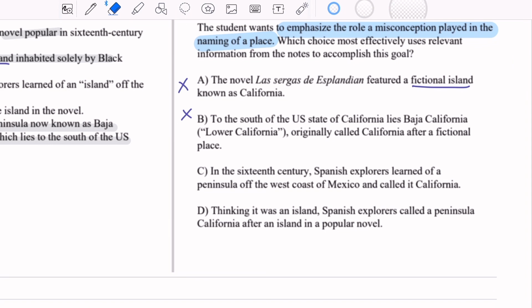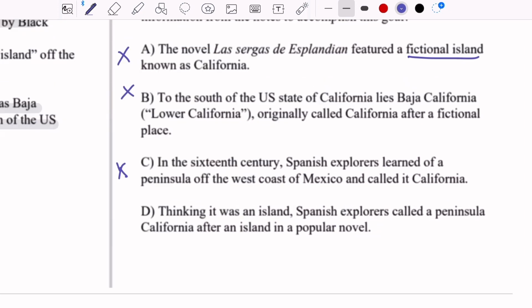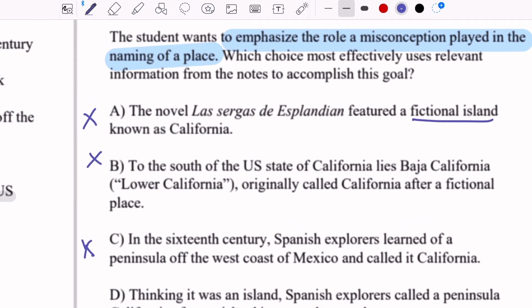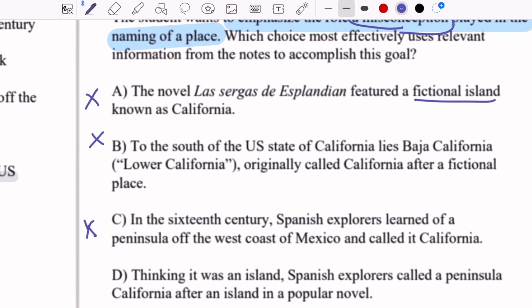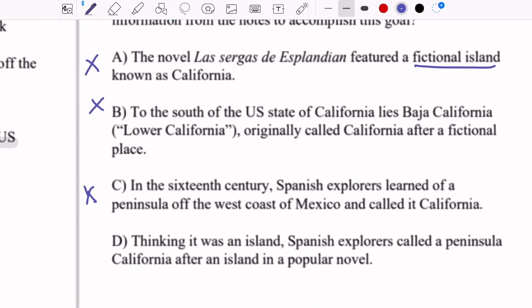Option C. In the 16th century, Spanish explorers learned of the peninsula off the west coast of Mexico and called it California. It is true again, but it doesn't focus at all on the misconception. It's just talking about the description of the California Spanish explorers' peninsula, like that.